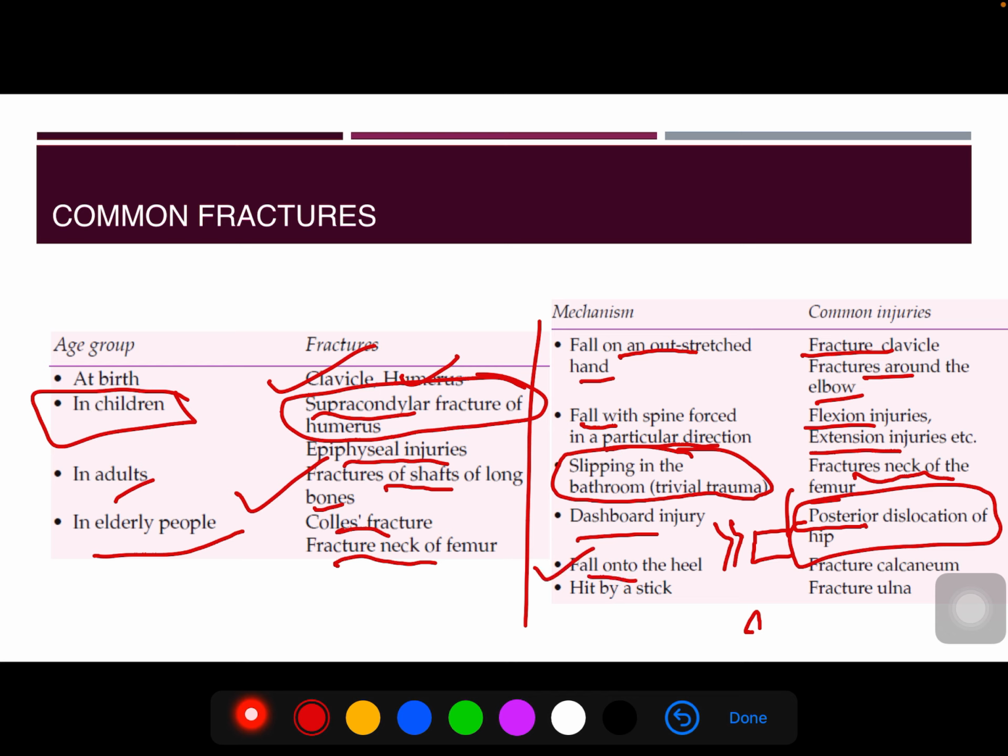And a fall onto the heel, there will be a fracture of the calcaneum, and if hit by a stick, then there is a high chance of fracture of the ulna.